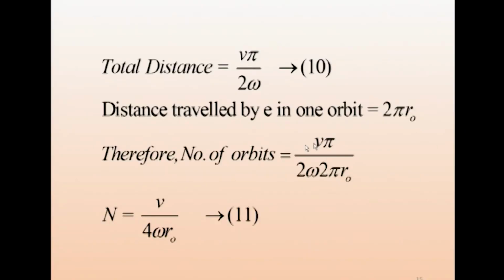See, in the quarter cycle, when it goes from 0 to t by 4, in that duration, how many times the electron will orbit. So, this equation 11 gives the number of times the electron will orbit, keeping the radius constant.